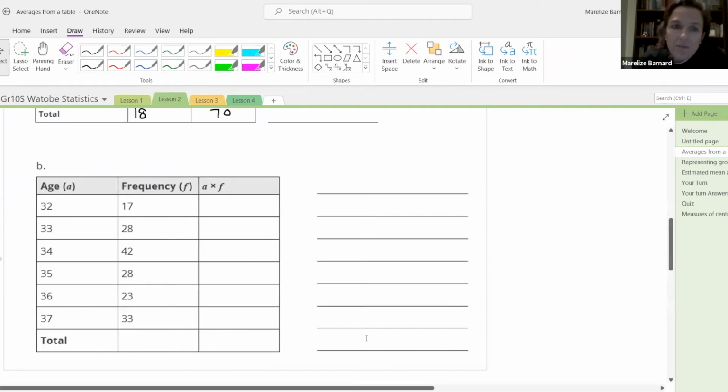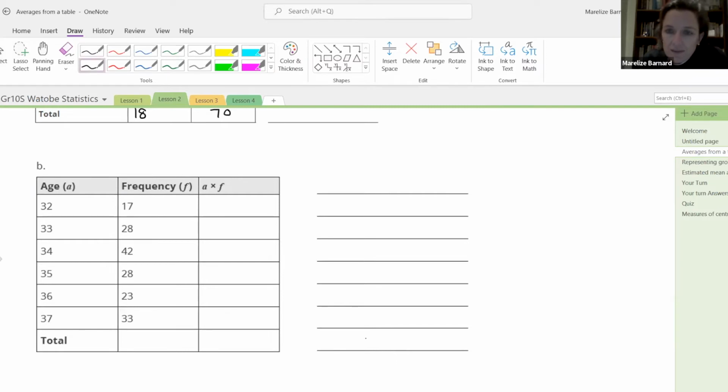So add the frequency. Yeah, please go for it. You're welcome to take a screenshot. Add the frequency, calculate the age times the frequency. What are we calculating when we go age times frequency? What do we actually get?